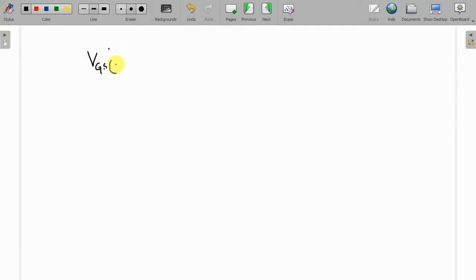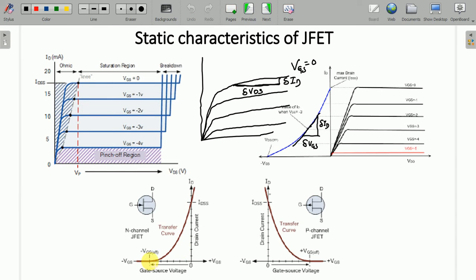VGS off. So what is this VGS off? It is the value of VGS at which ID is equal to 0. So it is obtained from which curve? Here you can see this value is called VGS off. It is that value of VGS at which ID is equal to 0. It is called the gate source cutoff voltage. That is what is denoted by VGS off.